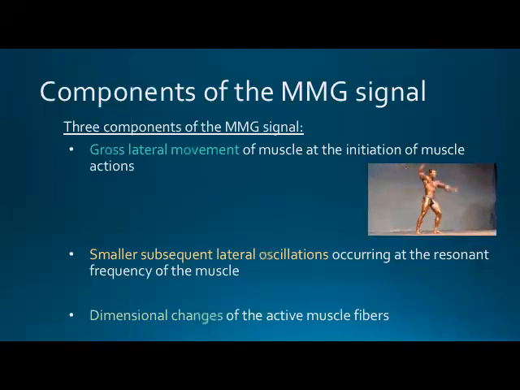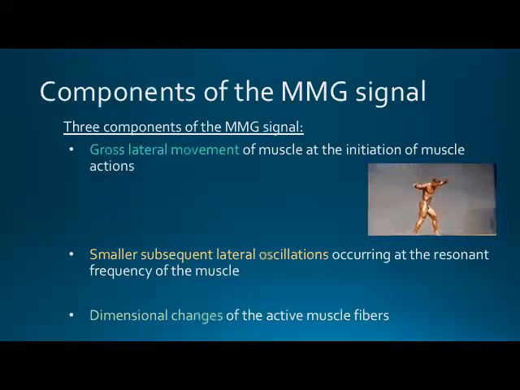So anytime someone says, like right now as you're sitting in your chairs, contract your quads, you go from relaxed to quick contraction, that would be your gross lateral movement. So if we had an MMG sensor on your leg, you would see that quick blip. If you maintain the contraction, then you would see it even out. The evening out are those smaller subsequent lateral oscillations, which cause very little noise because they're occurring at what's called the resonant frequency of the muscle.